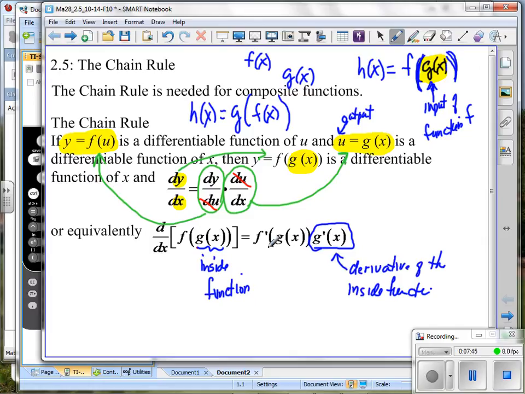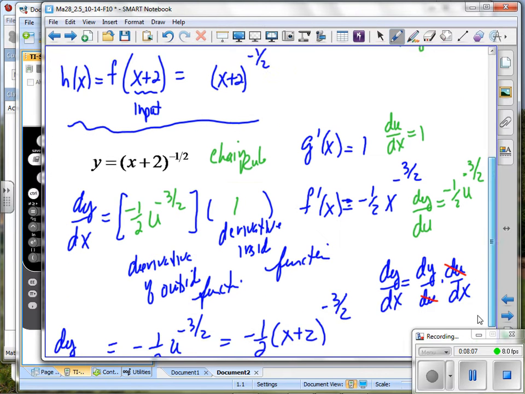Are we doing anything different? This represents the inside function. What does this represent? Inside function also, right? What does this represent? Derivative of the outside. What does this represent? Derivative of the outside. It's the same thing. Okay, but the notation looks a little different, but it's always going to be the same thing.